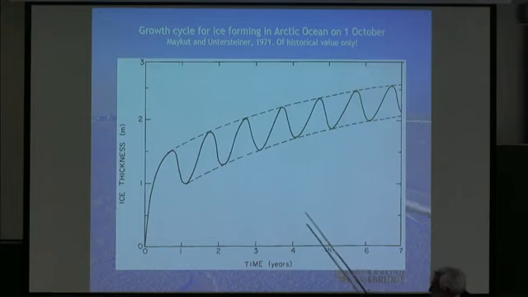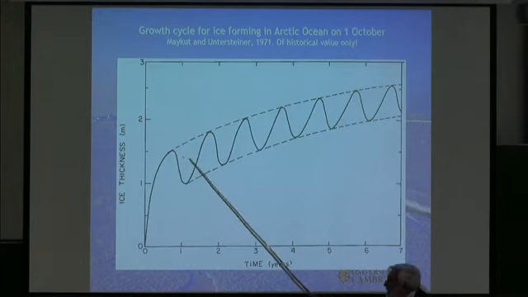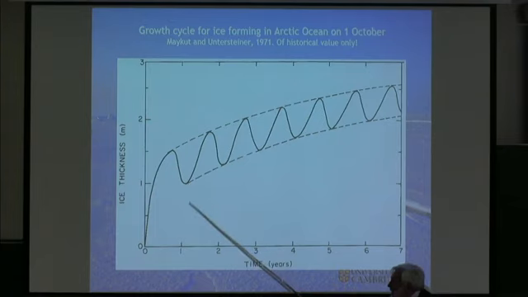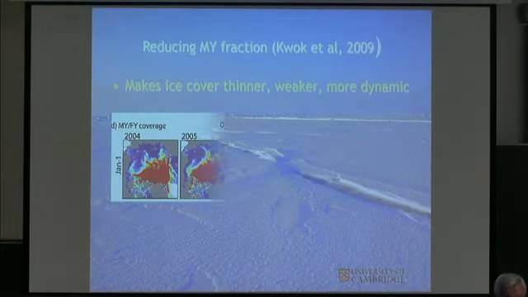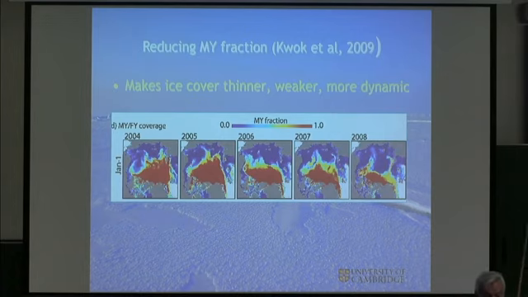But of course today, first of all, it's not getting to such a great thickness during the winter. It's losing more in the summer, so it's coming right down. And then it's much younger ice. It doesn't have the chance to reach the equilibrium thickness of multi-year ice.